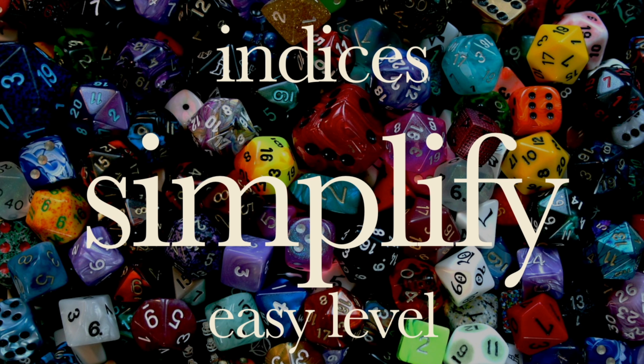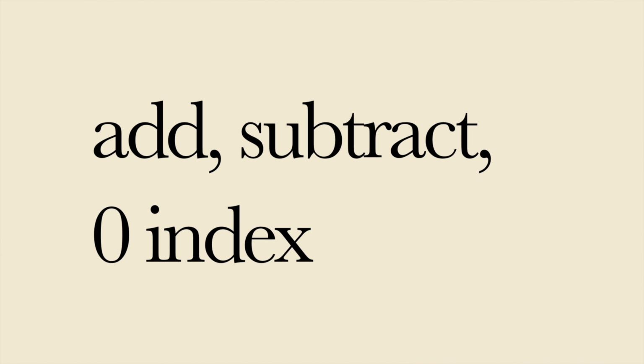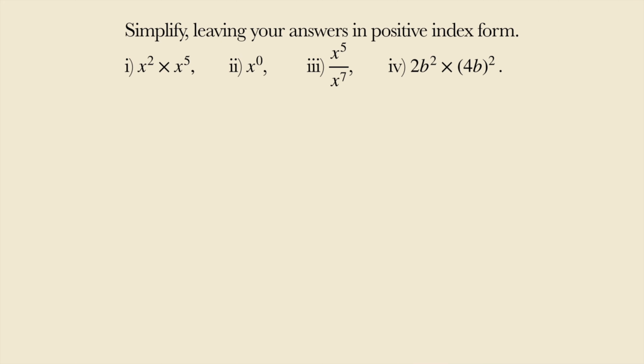So in this video, we're simplifying indices, and this is level 1, so all pretty easy, suitable for beginners. The first part of this exercise is to add, subtract, multiply and divide indices and to deal with zero indexes. So let's begin. Question 1, we're asked to simplify this, leaving our answers in positive index form.